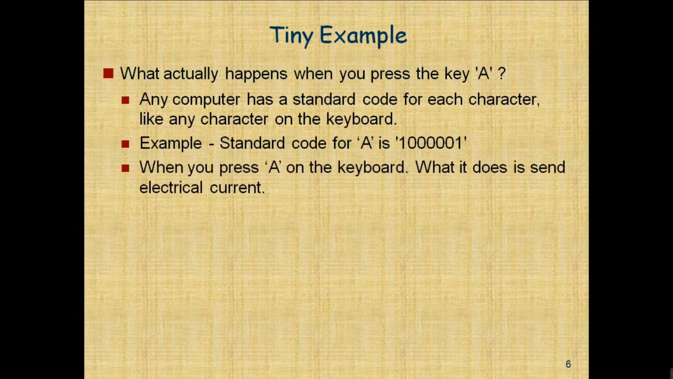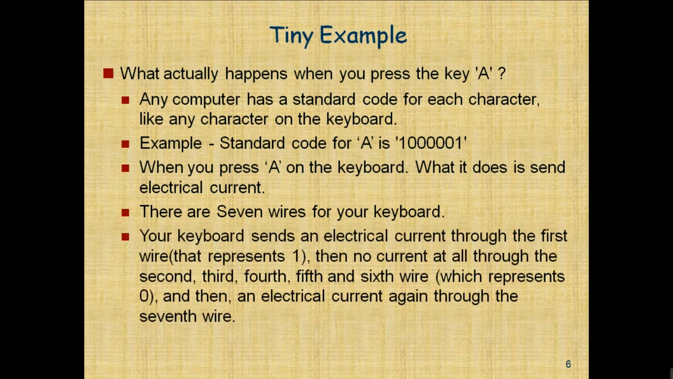So when you press A on the keyboard, what it does is send electrical current. How does it happen? There are 7 wires for your keyboard. Your keyboard sends an electrical current through the first wire that represents 1. Then no current at all through the second, third, fourth, fifth, and sixth wire, which represents 0, and then an electrical current again through the seventh wire. You have just sent the code of A to your computer.